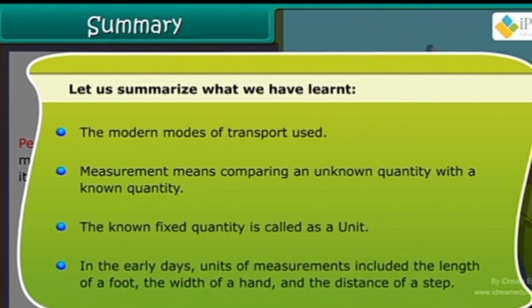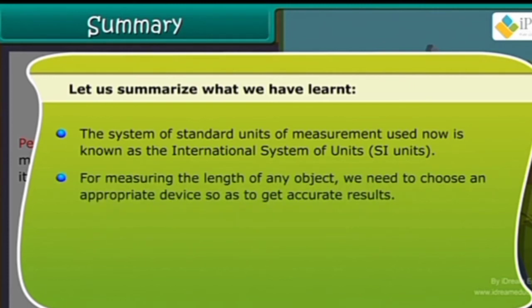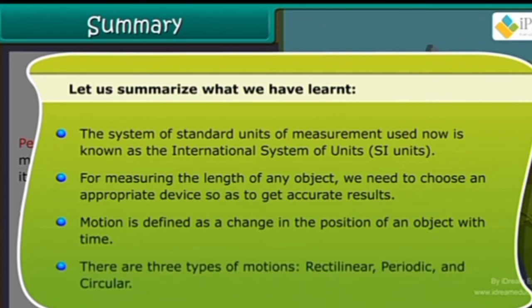In the early days, units of measurements included the length of a foot, the width of a hand, and the distance of a step. The system of standard units of measurement used now is known as the International System of Units, or SI units. For measuring the length of any object, we need to choose an appropriate device so as to get accurate results. Motion is defined as a change in the position of an object with time. There are three types of motions: rectilinear, periodic, and circular.